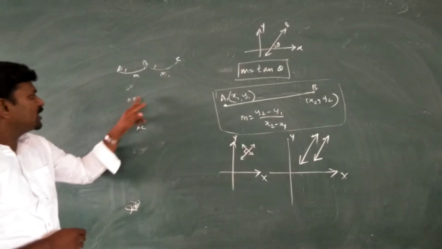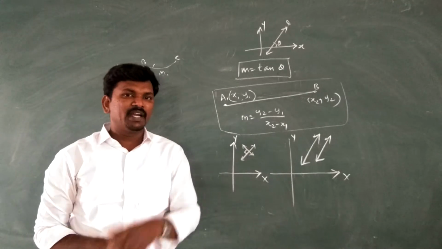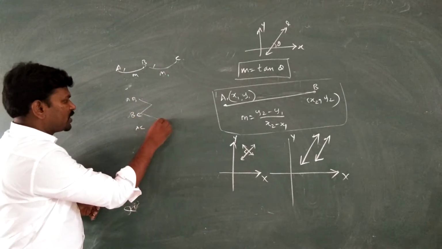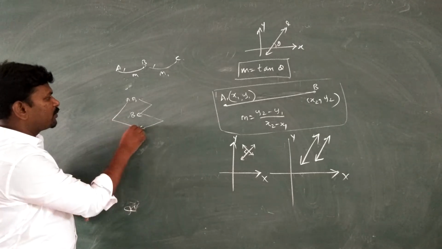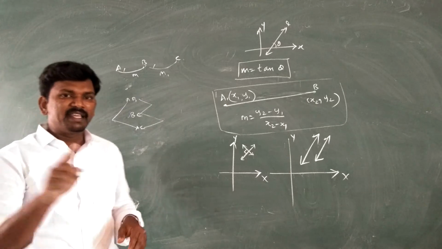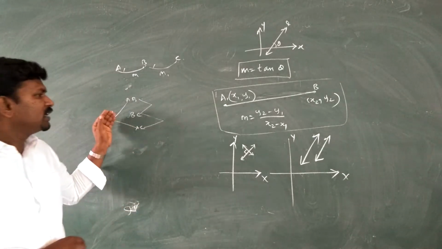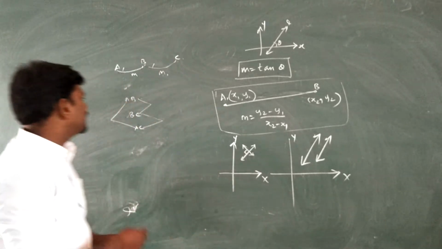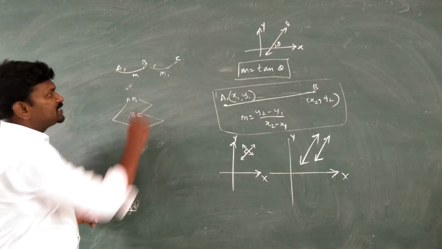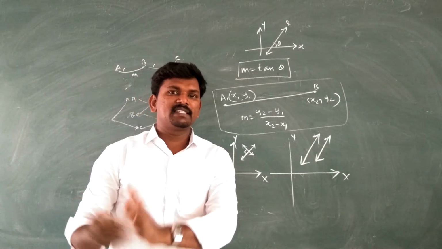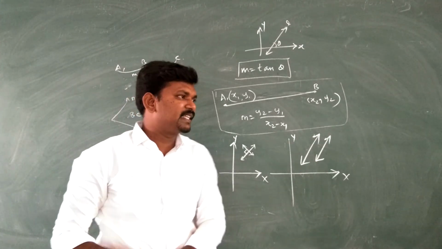If any one answer is coming -1, whether the product of these two or these two or these two slopes, if the product of any two slopes becomes -1, then the given vertices ABC are the vertices of a right angle triangle.